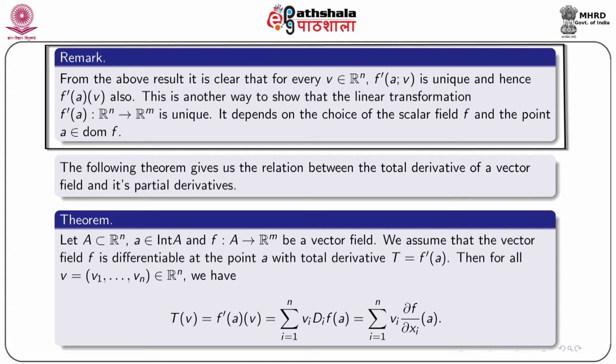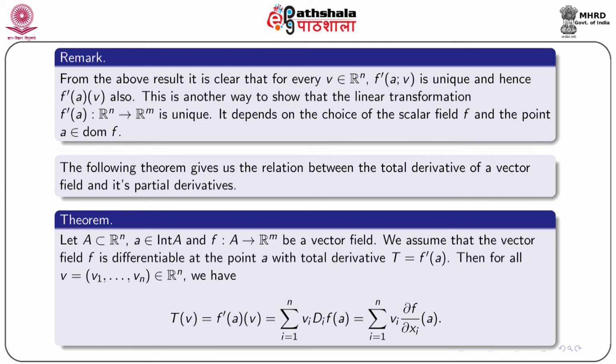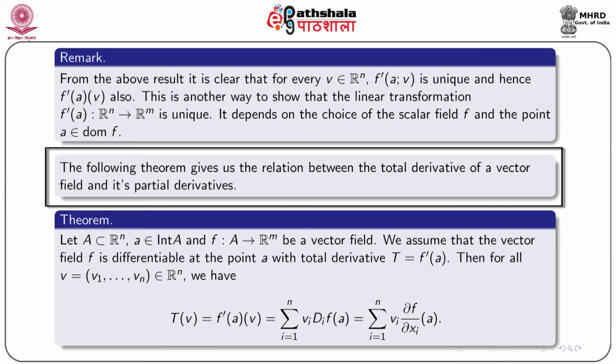One remark here. From the above result, it is clear that for every v in Rn, f'(A;v) is unique, and hence f'(A) operated on v is also. So, we have another way to show that the linear transformation f'(A) from Rn to Rm is unique. Actually, it depends on the choice of the vector field f and the point A. Now, we shall go through another theorem which will give us the relation between the total derivative of a vector field and its partial derivatives.